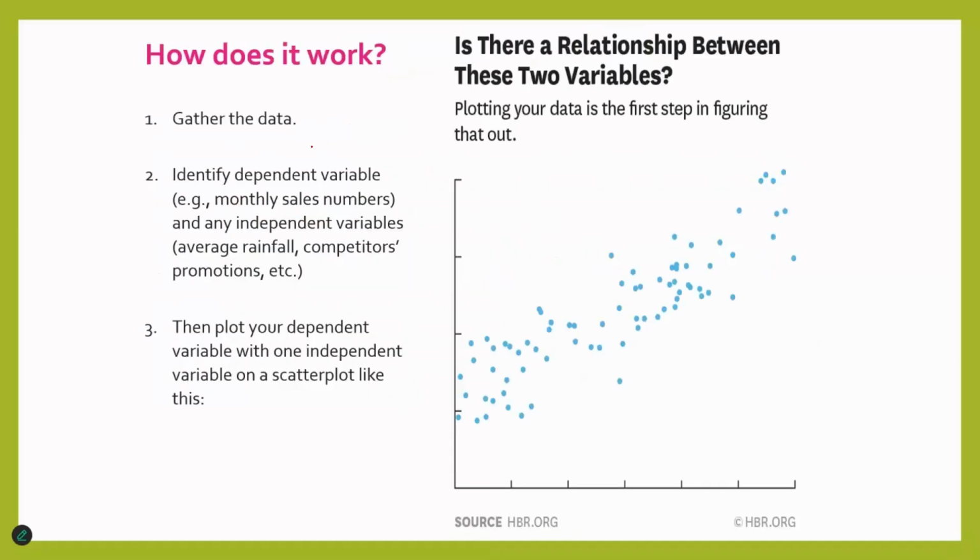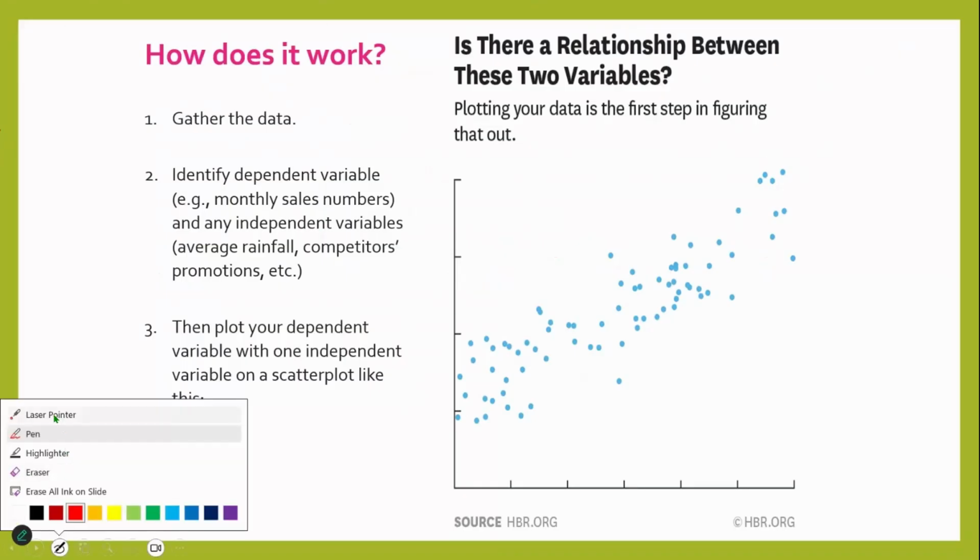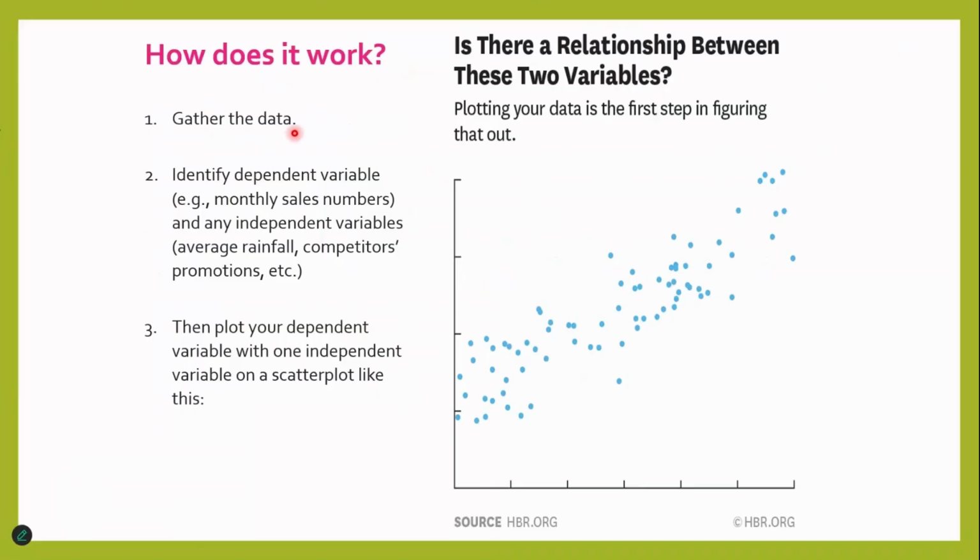All right. So what we do to analyze that, to find the relationship between two variables, first we need to plot the scatter plot like this. So we gather the data, and then we identify what should be my dependent variable and what should be my independent variable. So these are the terms important in this correlation analysis, okay?